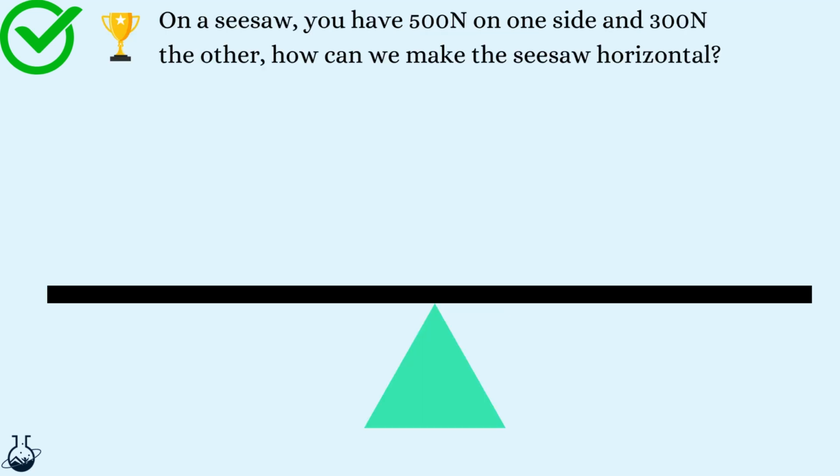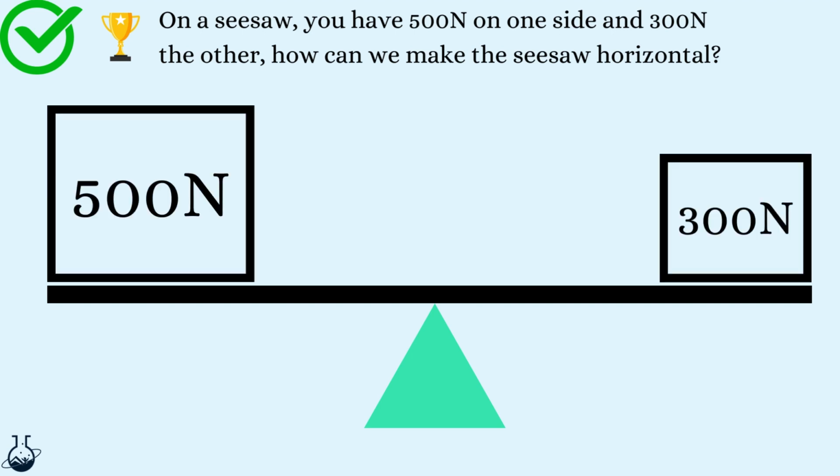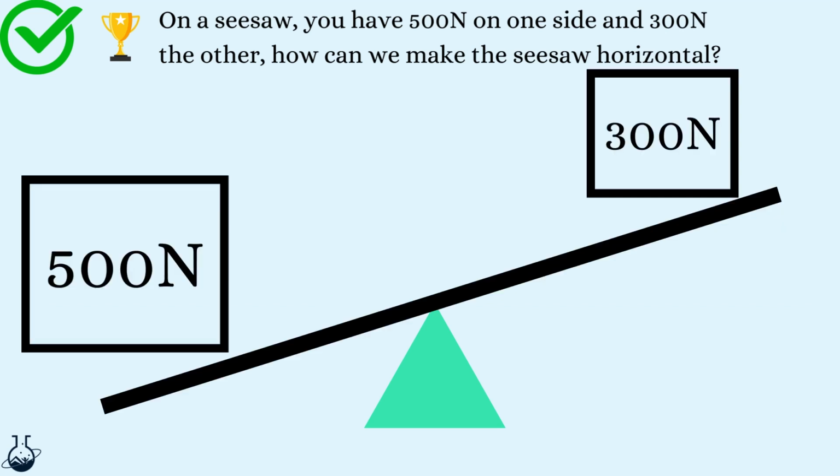On a seesaw, you have 500 newtons on one side and 300 newtons on the other. How can we make the seesaw horizontal? We can show this visually with boxes, 500 newtons on one side and 300 newtons on the other. Typically, when placed at the edge, this would result in an imbalance of forces, and so the seesaw drops on the side with a greater force, which is 500 newtons, so we can do something to change this.